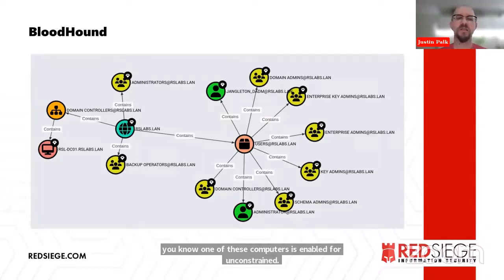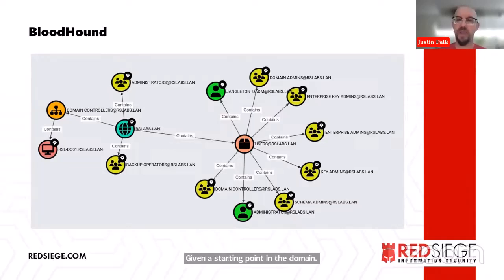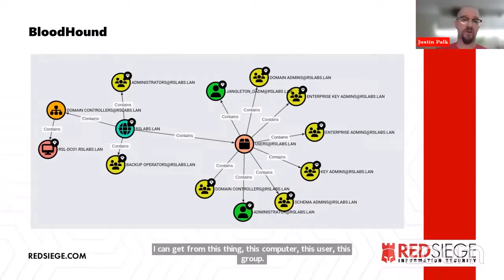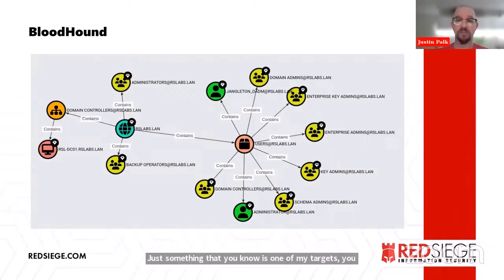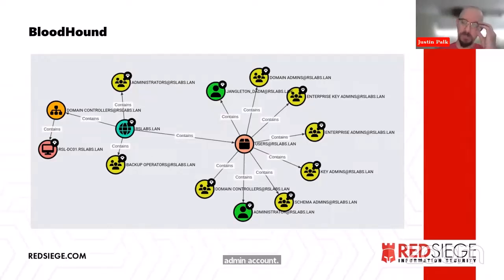And so basically, given a starting point in the domain, you can search for whether there is any way that I can get from this computer, this user, this group, to one of my targets, another group I'm trying to get into, a domain admin account, something like that. So we'll end up running this very early in an assumed breach engagement.